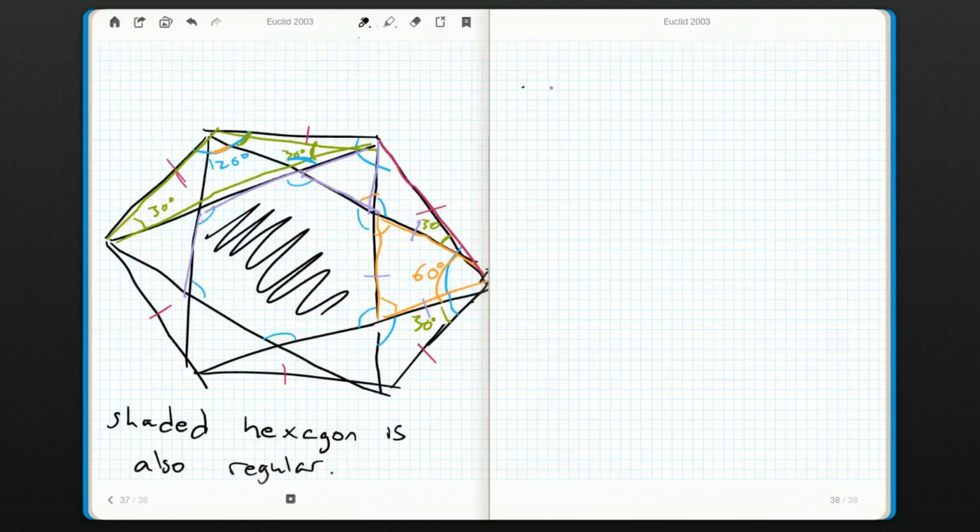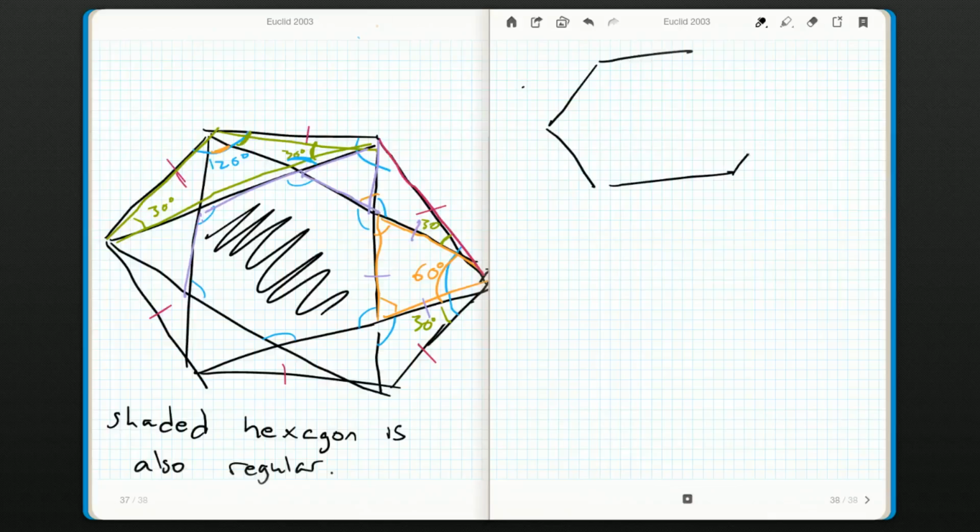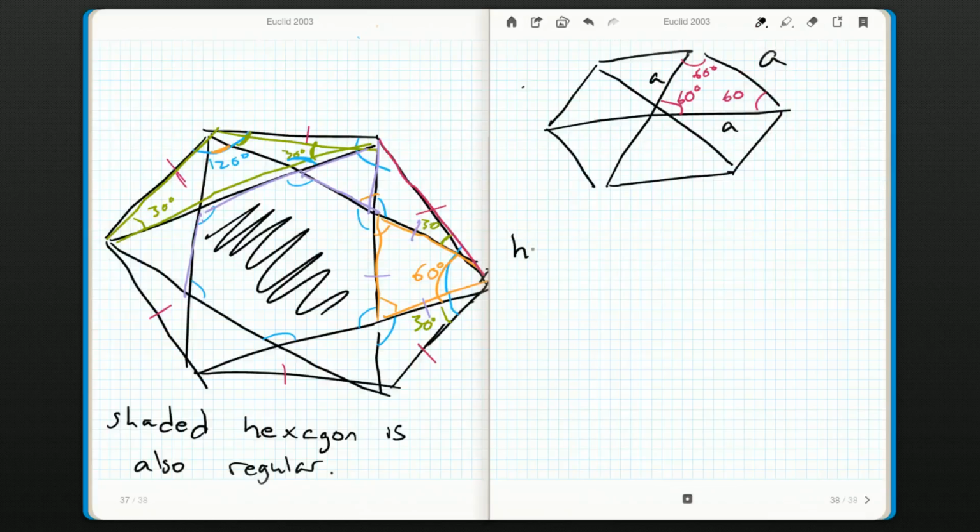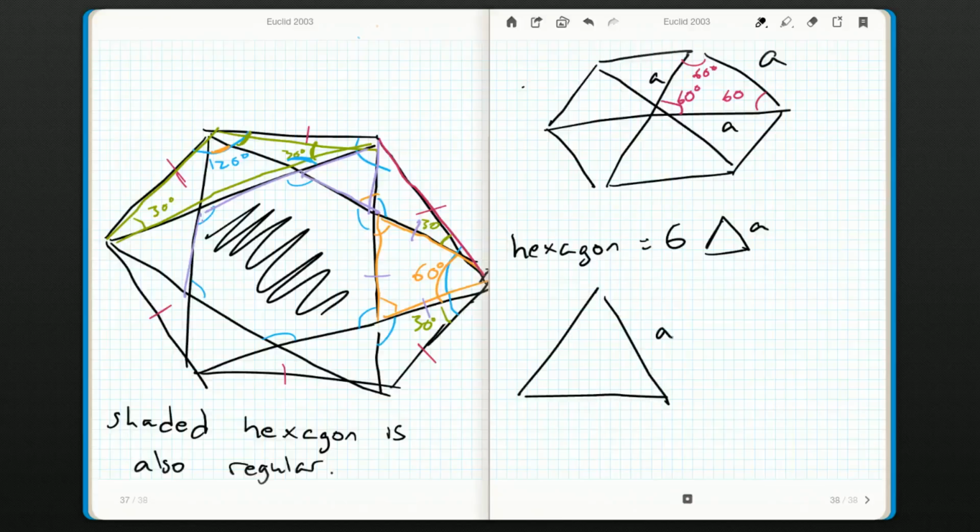Okay. But let's concentrate on getting a formula for a regular hexagon in terms of its side length. So if we have a regular hexagon, we've got a side length A. And we connect up these sides. We're going to have 60 degrees everywhere. So we're going to have a bunch of equilateral triangles. In fact, we're going to have 6 equilateral triangles. So our hexagon area is 6 times our equilateral triangle with side length A. Okay, well now, how do we work out the area of an equilateral triangle with side length A?